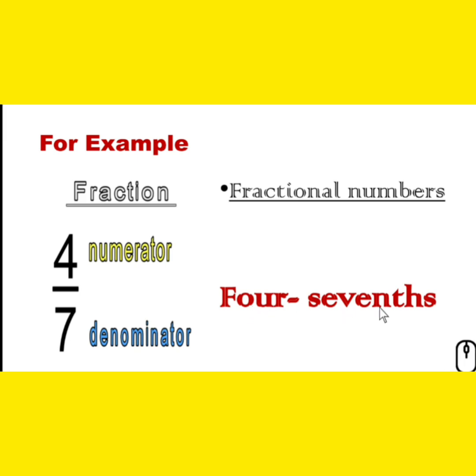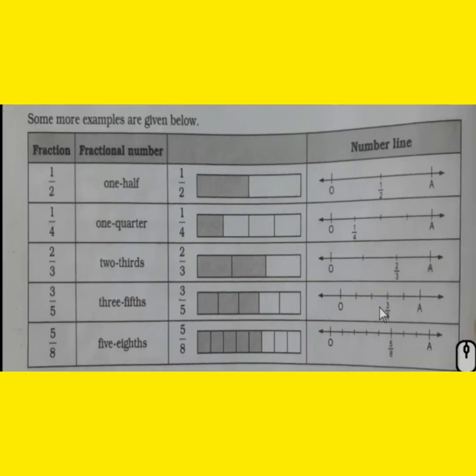Now we will see more examples. In your book, page number 80, you can see some more examples of fractions and fractional numbers. For 1/2 you remember, we write the fractional number one-half, not one-second. For 1/4 we write one-fourth, or you can also write one-quarter. It is correct. But for 1/2 we write one-half.